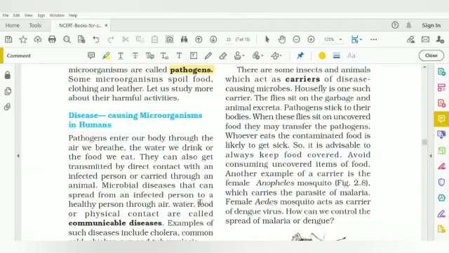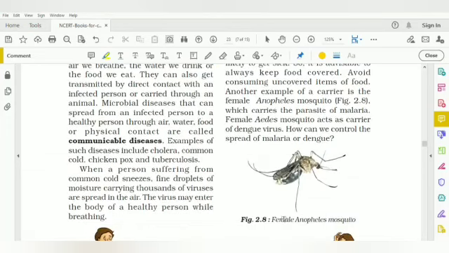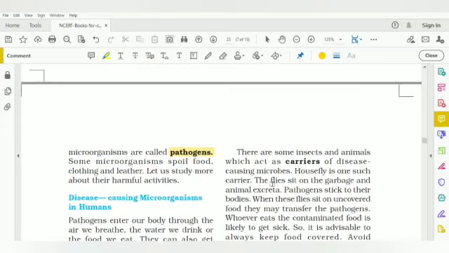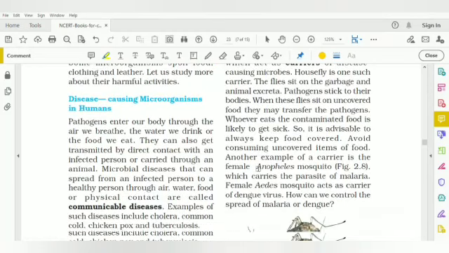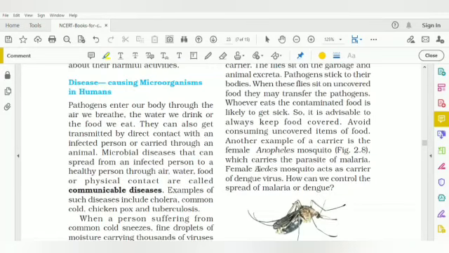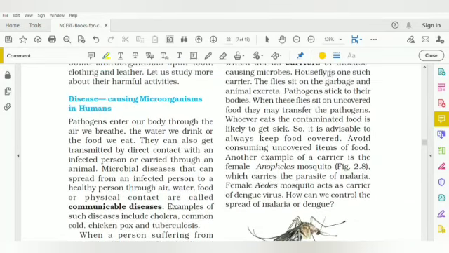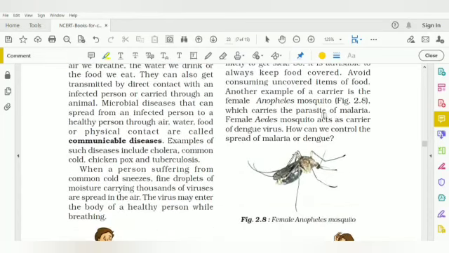So what are communicable diseases? Diseases spread by microorganisms that can spread from an infected person to a healthy person through air, food, water and direct contact are called communicable diseases. Such diseases include cholera, common cold, chickenpox, and tuberculosis. Some insects and animals act as carriers of disease causing microbes. The housefly is one such carrier. Flies sit on garbage and animal excreta, and pathogens stick to their bodies. When these flies sit on uncovered food, they spoil it, and when we eat it, we get sick.